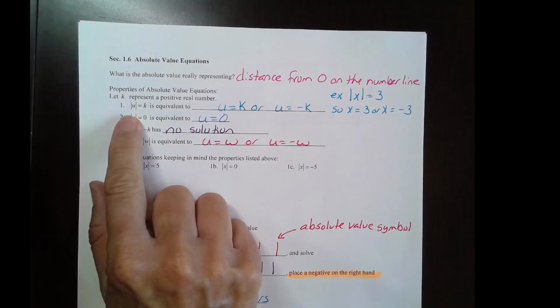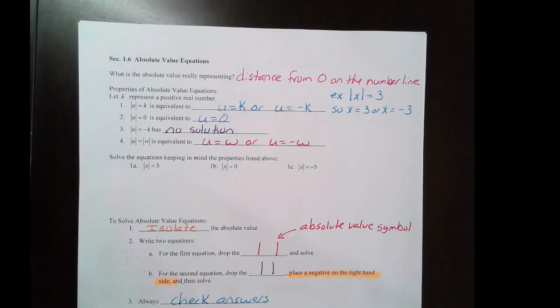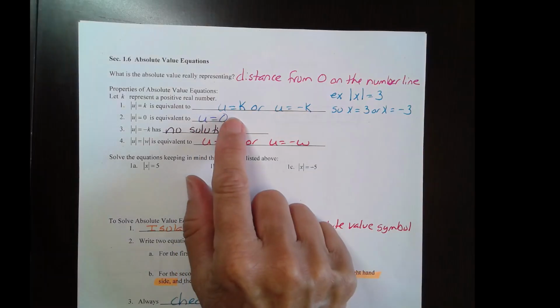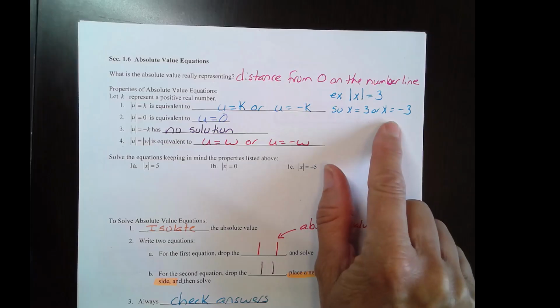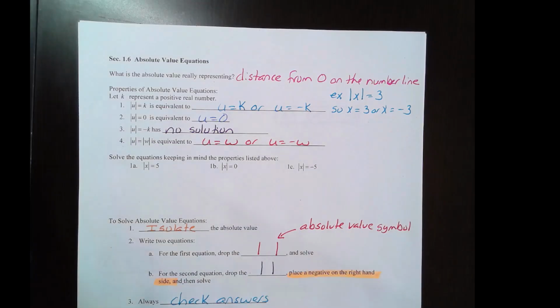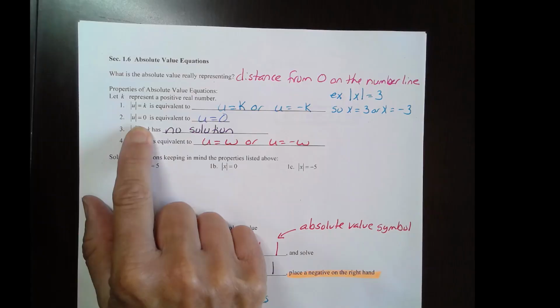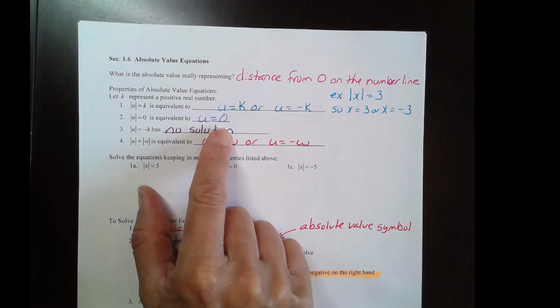The first possibility is if the absolute value of u equaling k, where k represents a positive real number, that would be equivalent to u equaling positive k or u equaling negative k, like we just saw here in this example. The second possibility is if the absolute value of u equaled 0, which means what numbers are 0 units from 0? Well, that would be equivalent to u equaling 0.